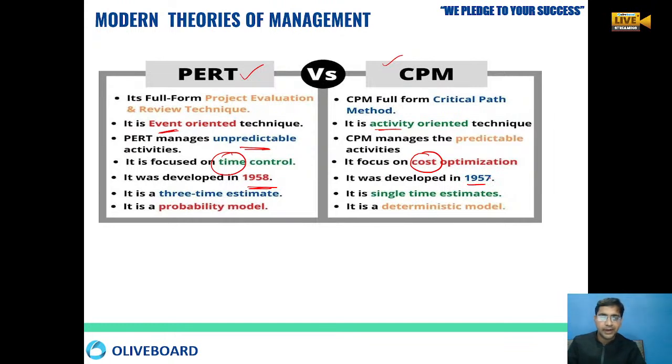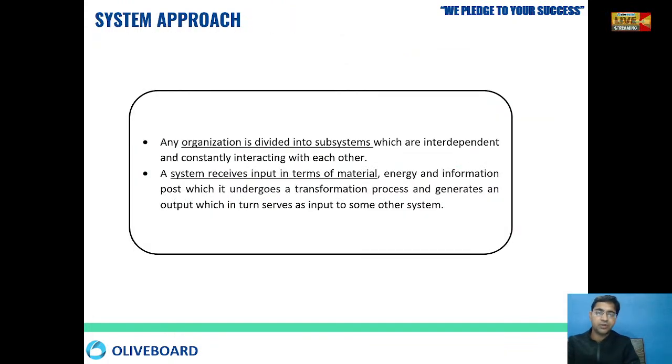The PERT technique is normally a probability model, and CPM is a deterministic model. So these are the differences between them. In the mathematical approach, we are using two methods: the PERT method and the CPM method. Based on whether the company wants cost optimization or time control, the company can utilize either method.